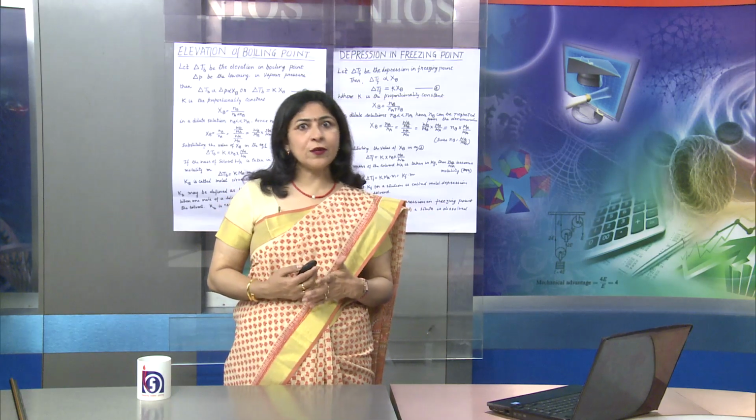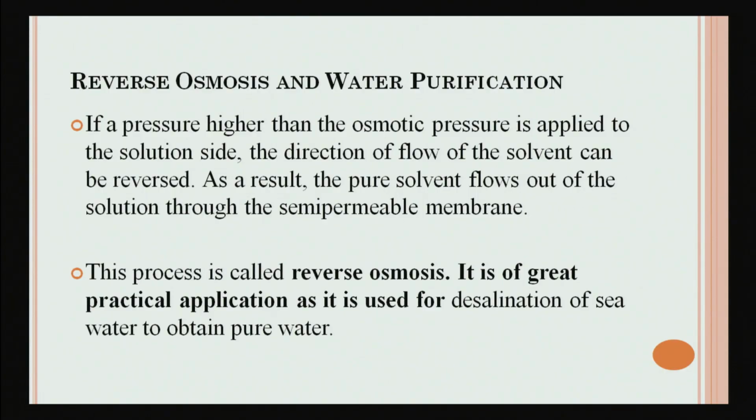If a pressure higher than the osmotic pressure is applied to the solution side, the direction of flow of solvent can be reversed. As a result, the pure solvent flows out of the solution through the semi-permeable membrane. This process is called reverse osmosis. It is of great practical application as it is used for desalination of seawater to obtain pure water.